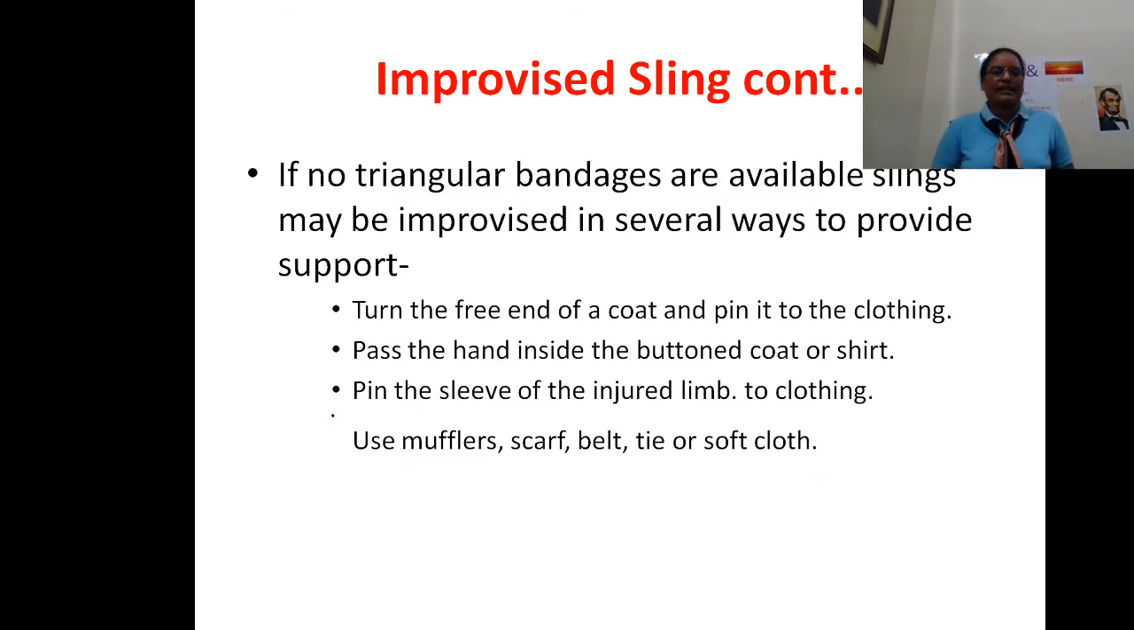Then improvised sling: if no triangular bandages are available, slings may be improvised in several ways to provide support. Turn the free end of the cloth and pin it to the clothing. Pass the hand inside the buttoned coat or shirt. Pin the sleeve of the injured limb to the clothing. Use a muffler, scarf, belt, tie or soft cloth.